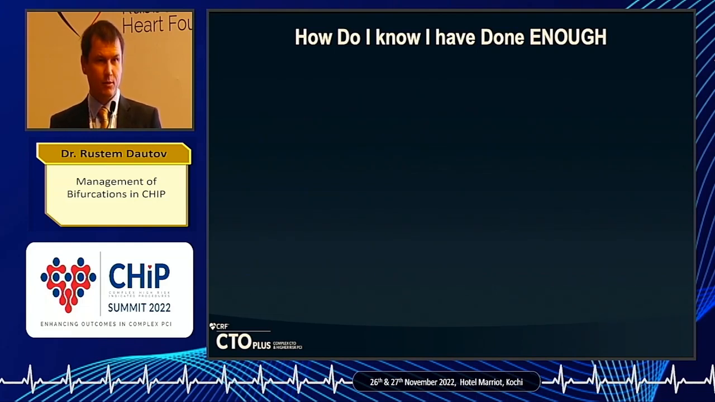So I'll be talking about bifurcations in CHIP. So far, all the nice talks were related and kind of go together. In some cases, you will have in left main, you have bifurcation CTO. CHIP, obviously, it's not only about the anatomy, it's also about the patient, the comorbidities. It's also about the skills of the team, dedicated team. And when you put this all together, especially with dedicated team, you should have a good success in the program.